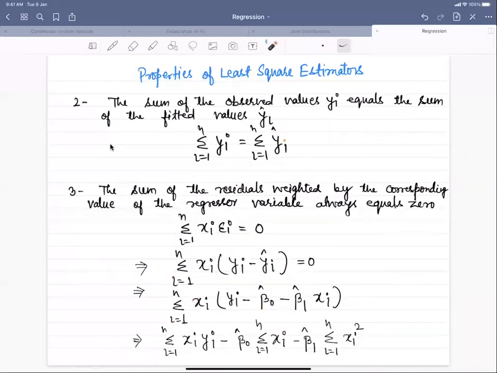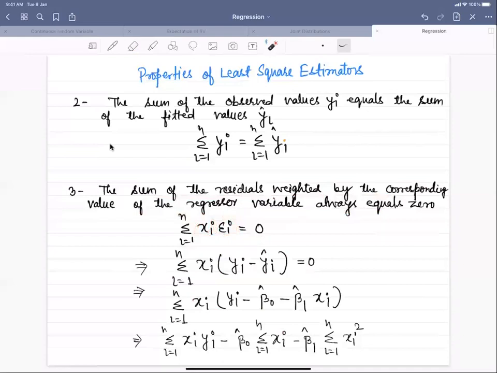Okay. Another property is that the sum of the residuals weighted by the corresponding values of the regressor variable always equals 0. Mathematically, summation over i=1 to n xi, where xi is the regressor variable, times epsilon i equals 0. That means the residuals which are weighted by the regressor variable, when we sum them over the total number of observations, equal 0. So let's prove this also.